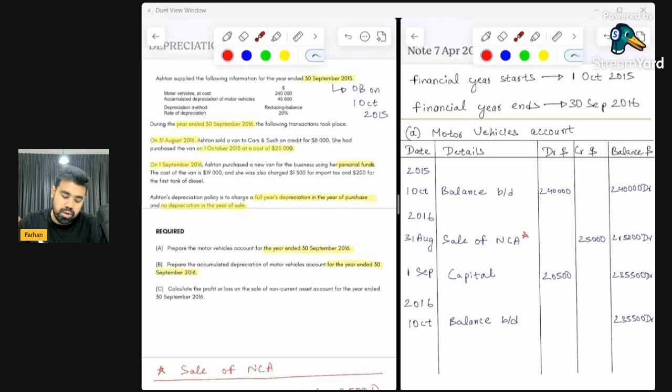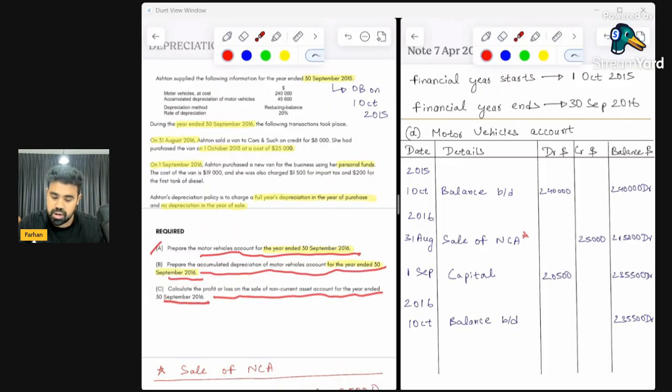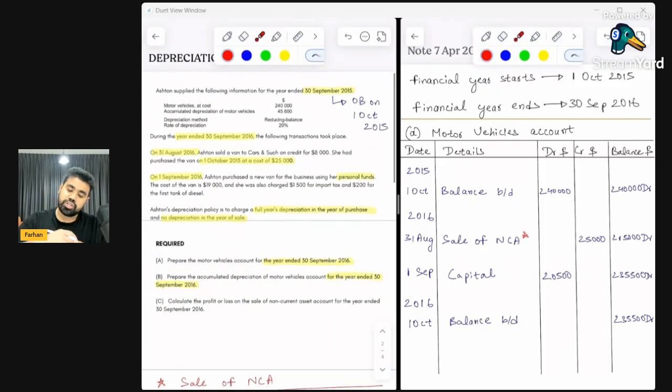The requirement in the first part is to prepare the motor vehicles account for the year ended 30 September 2016, followed by the preparation of the accumulated depreciation account for the year ended 30 September 2016. You are to also calculate the profit or loss on the sale of non-current asset for the year ended 30 September 2016. So I need your attention to the workings we have got on the right hand side, and I'll walk you through what happens step by step.